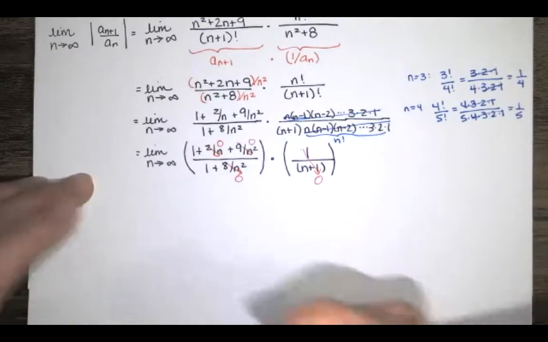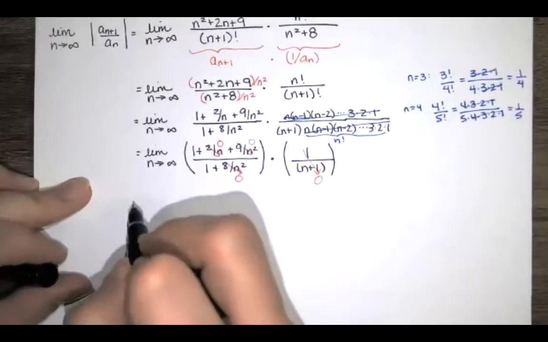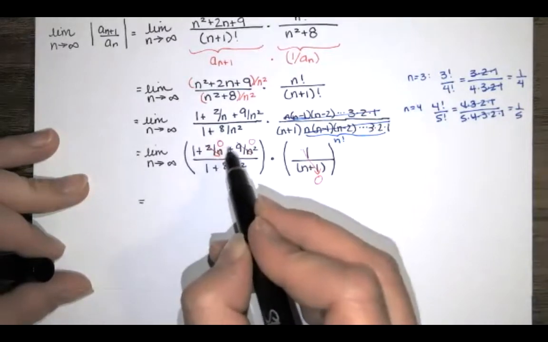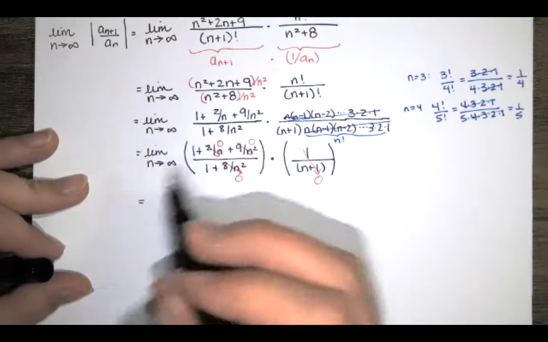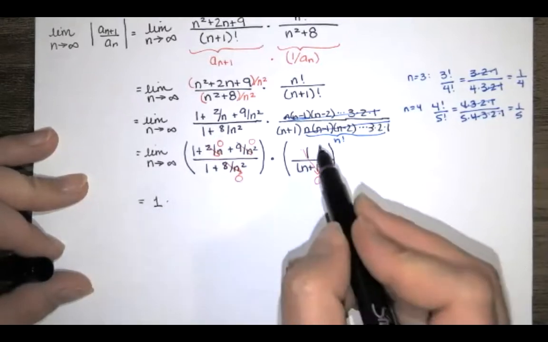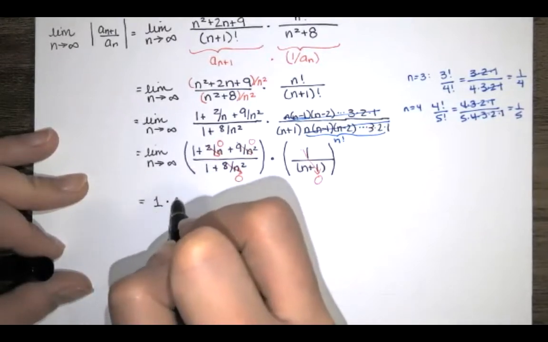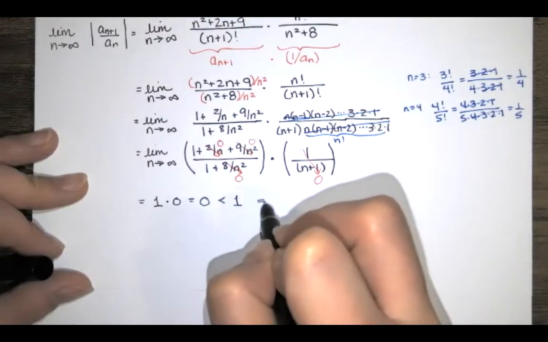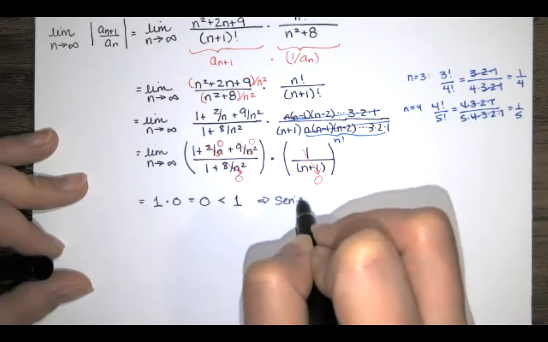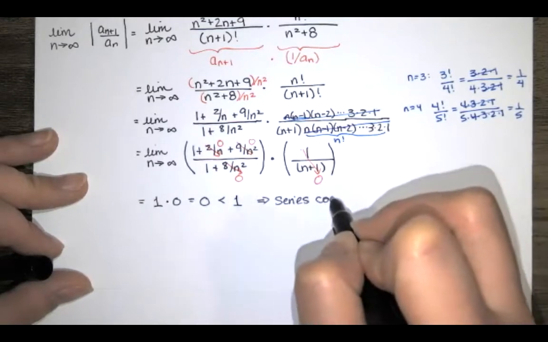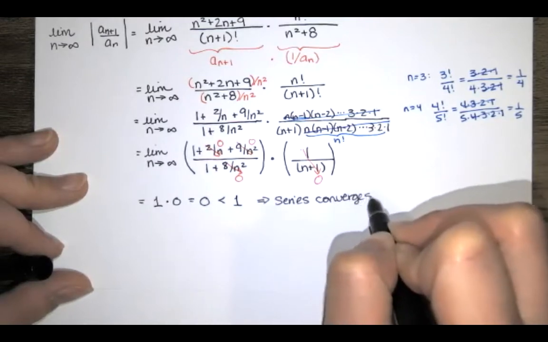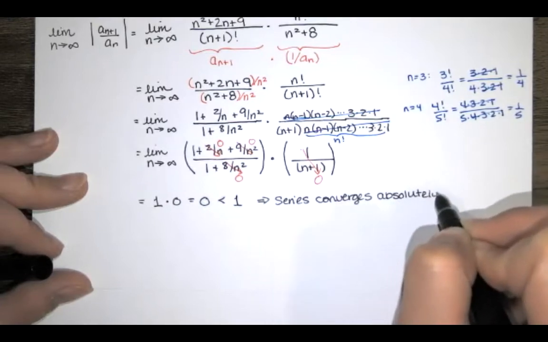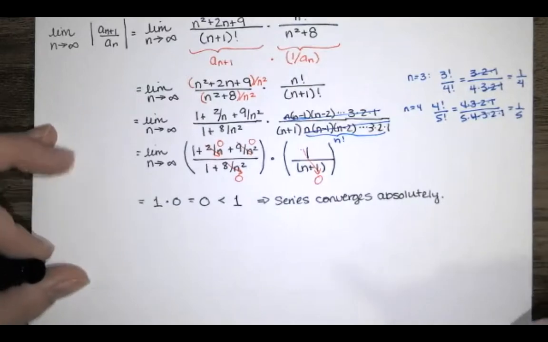So you have the limit of the product is the product of the limits. This first factor approaches 1 plus 0 over 1 plus 0, which is 1. The second factor approaches 0. 1 times 0 is 0, and 0 is less than 1, so the series converges. And normally we would say the series converges absolutely. I guess we can say that, but saying it converges absolutely doesn't say much since all the terms happen to be positive.